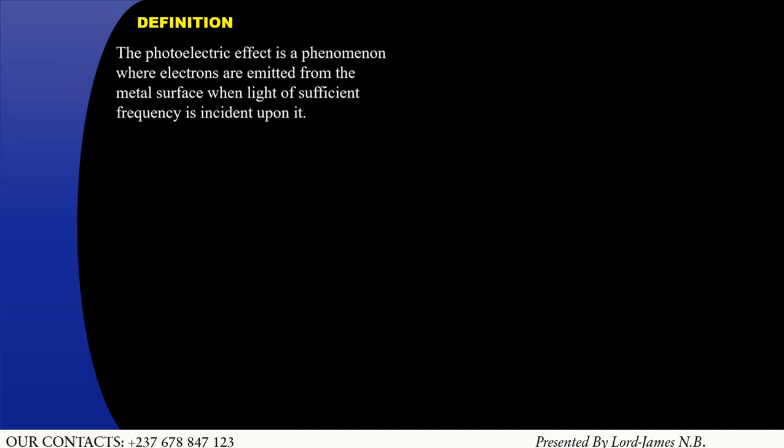So we are going to begin with the definition of photoelectric effect. What is photoelectric effect? The photoelectric effect is a phenomenon where electrons are emitted from the metal surface when light of sufficient frequency is incident upon it. So if you have a metal surface, say of this nature, this metal is made up of electrons which are in their ground state. Now for them to be excited, we need a source of energy, and this source of energy is from a given source which we can call S.